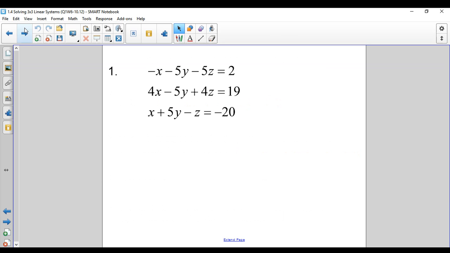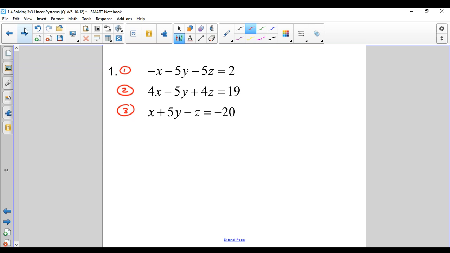Let's jump right into an example here. So we look at this 3x3 system. The first thing I like to do is I like to number them. All right, it organizes our work a little bit better. It helps me out to talk about it and all that.